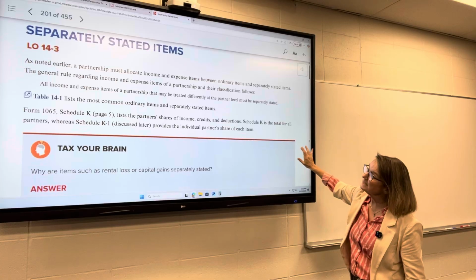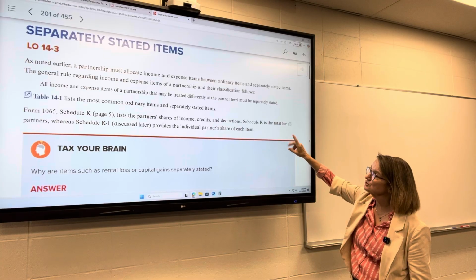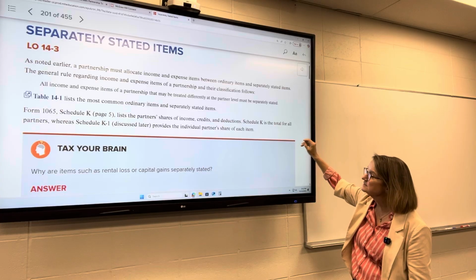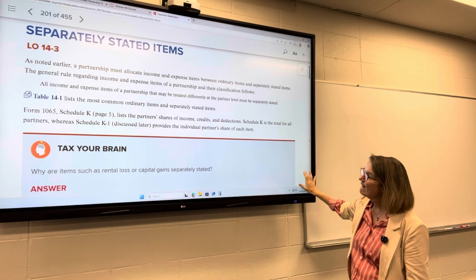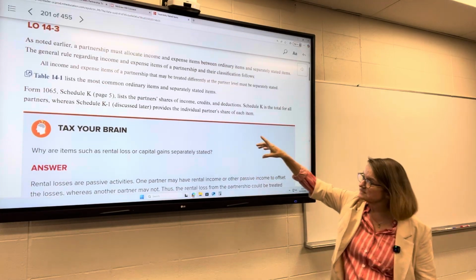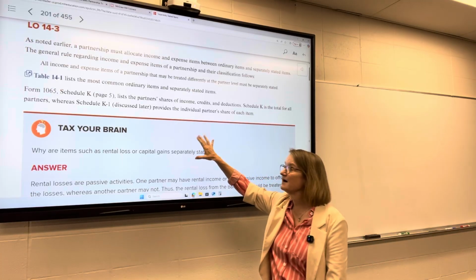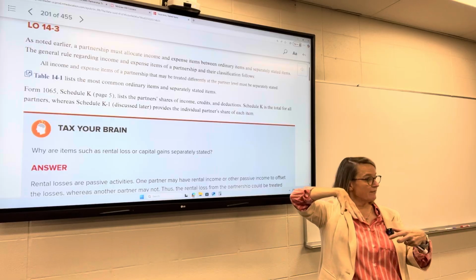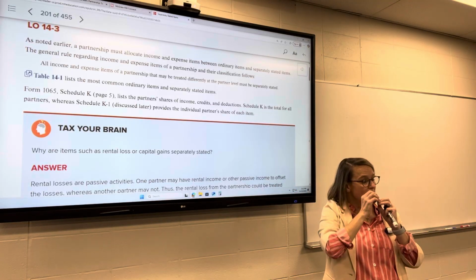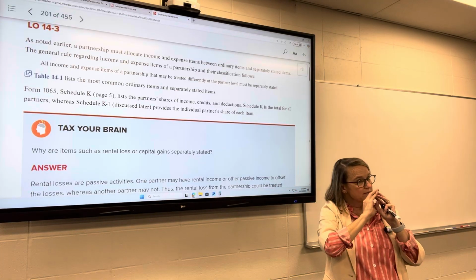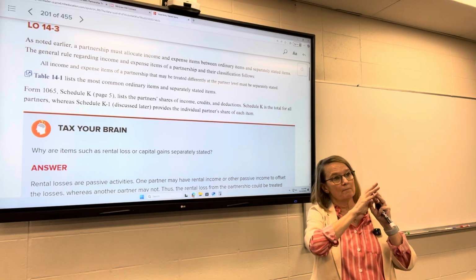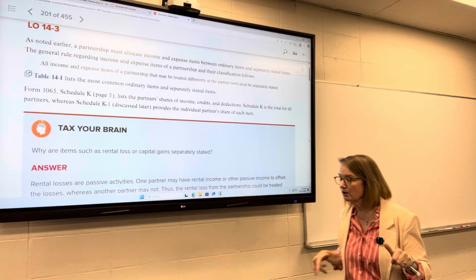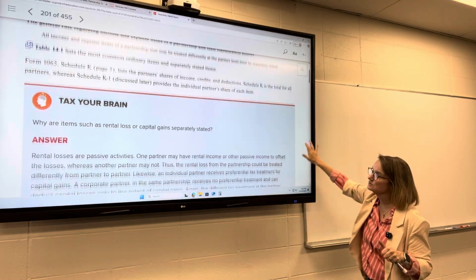So every income or expense item of a partnership that may be treated differently at the partner level must be separately stated. So that Schedule K, as I pointed out on the 1065, lists all the separately stated items, and then those amounts on that Schedule K are listed on each K1 based on the partner's ownership percentage.